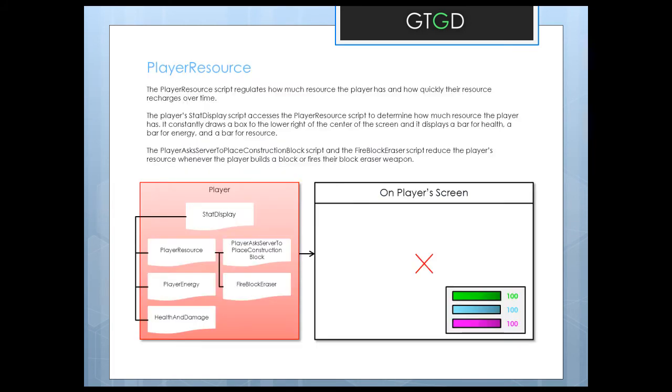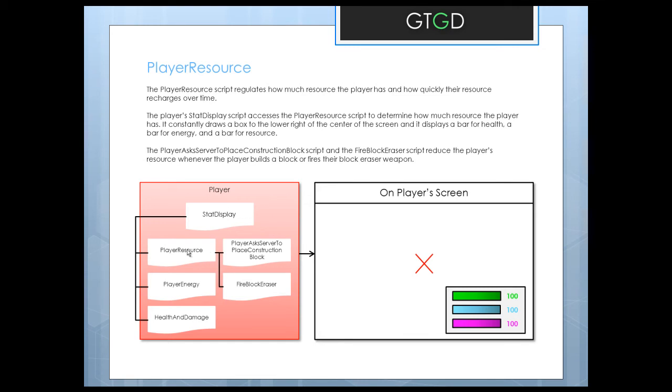So it really is very simple how it works. What we have here is our HUD that you already know. It's displaying health, energy, and now we'll display resource. And this is controlled by the stat display script. All it's doing is looking at these 3 scripts: player resource, energy, and health and damage. It accesses them constantly, and checks the current figure for, in our current case, the player's resource. So it'll look at what the player resource is, and then just display that.